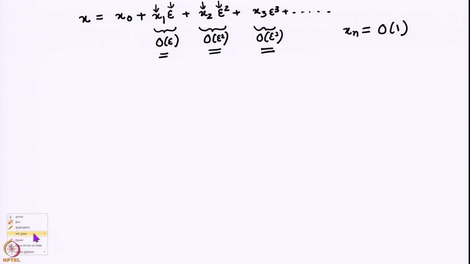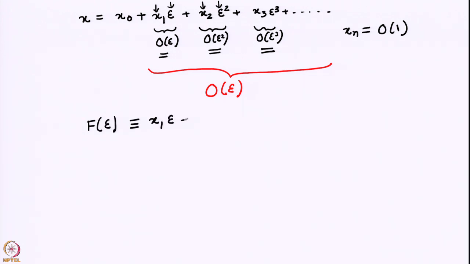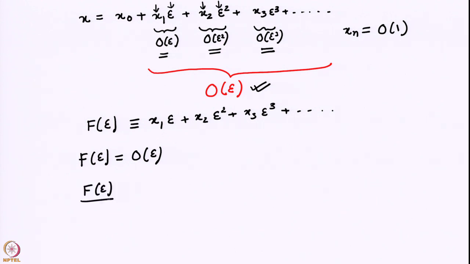Also notice that this entire series, this combined infinite thing, is of the order epsilon. How do we see that? Let us call this entire thing some function of epsilon. So f of epsilon by definition is x1 epsilon plus x2 epsilon square plus x3 epsilon cube plus dot dot dot. I am claiming that f of epsilon is order epsilon. This is what I have written here. How do I check that? I take f of epsilon by epsilon, and the limit epsilon goes to 0.